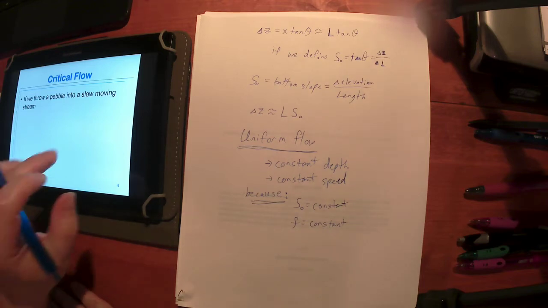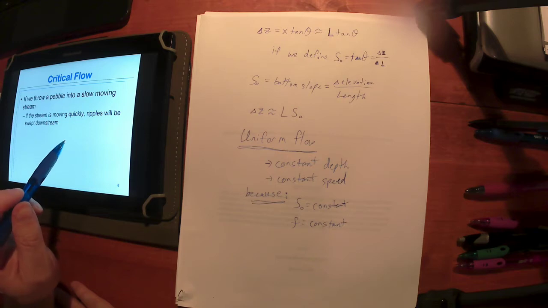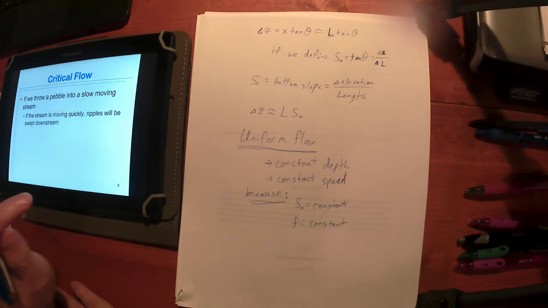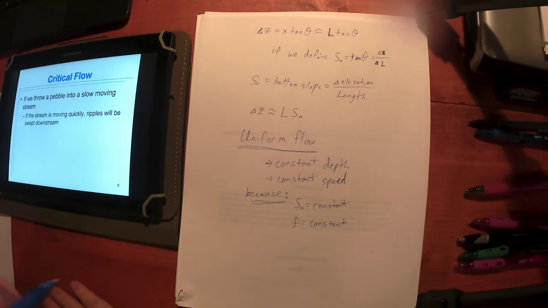Something kind of interesting to think about. However, if the stream is moving quickly, when you throw something into the stream, again, it's going to cause ripples, but if the stream is moving so fast, it's moving faster than the ripple waves can propagate, the ripples get swept downstream. We call this supercritical flow.